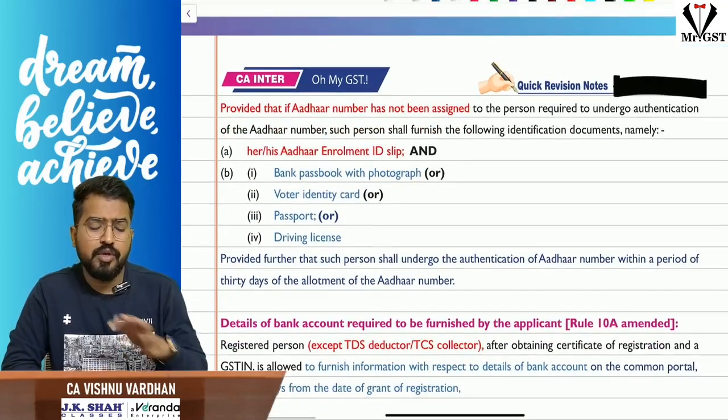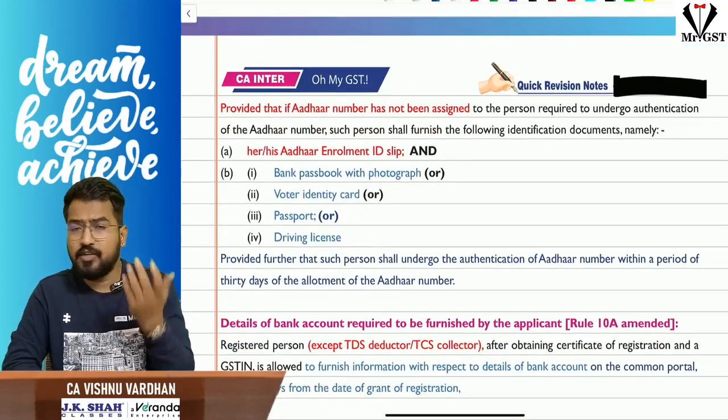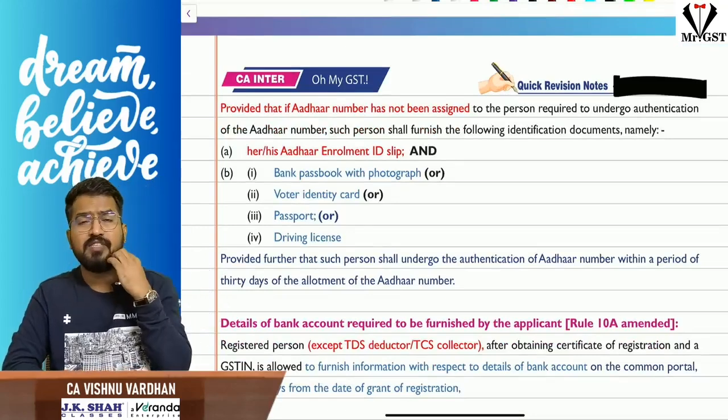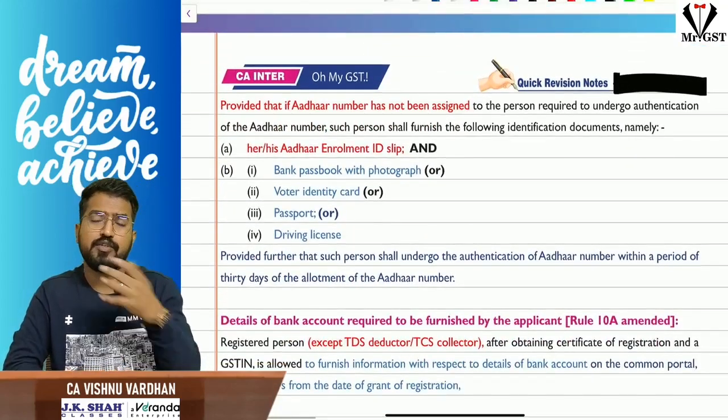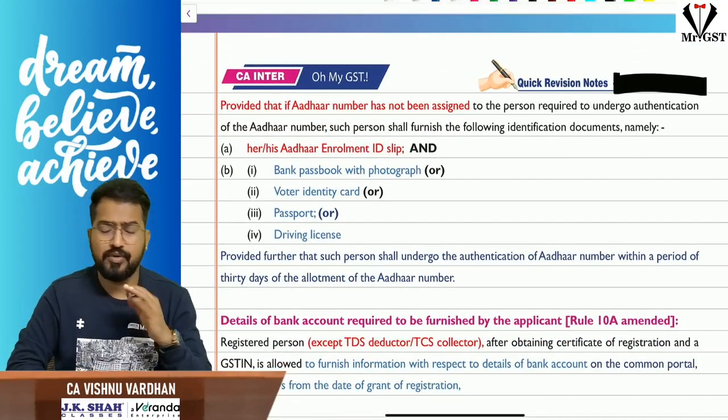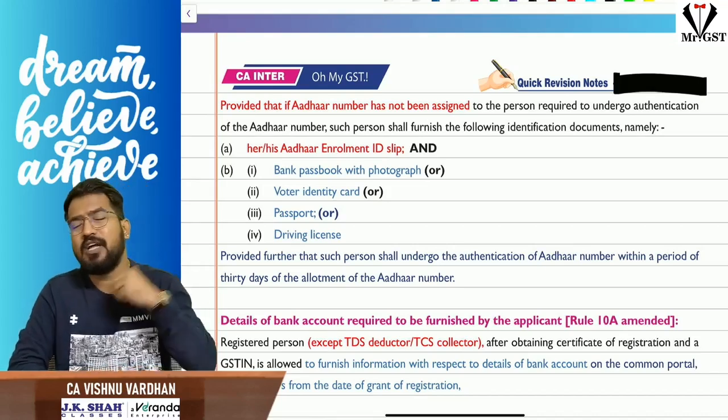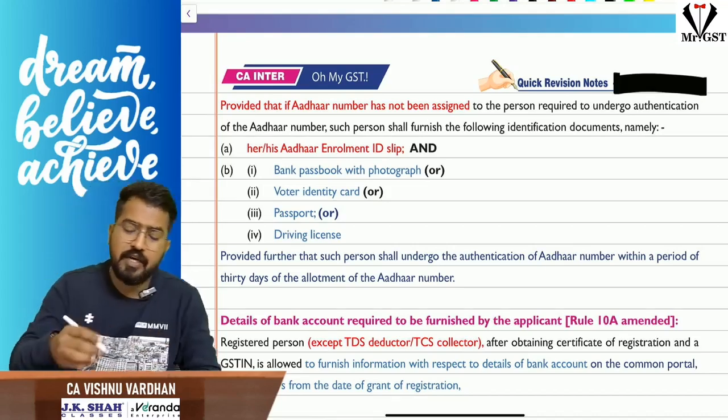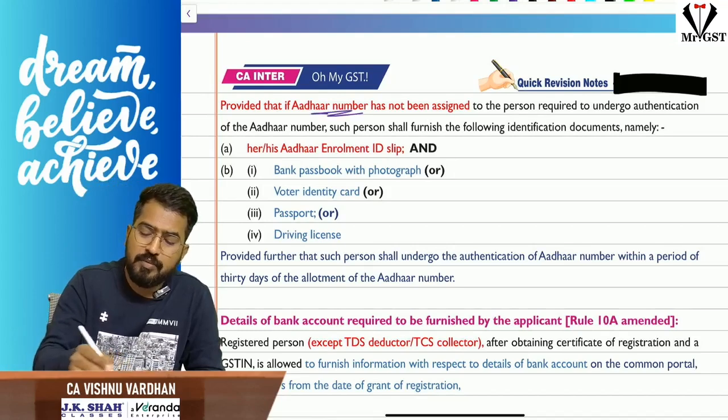Okay. So if you are already registered under GST, not done Aadhaar authentication, because while you were applying for GST registration, the Aadhaar authentication concept itself was not there. In such cases, what you have to do now? You should do Aadhaar authentication. Sir, I don't have an Aadhaar number itself, sir. Then first apply for an Aadhaar number. Okay, Aadhaar number has not been assigned now.